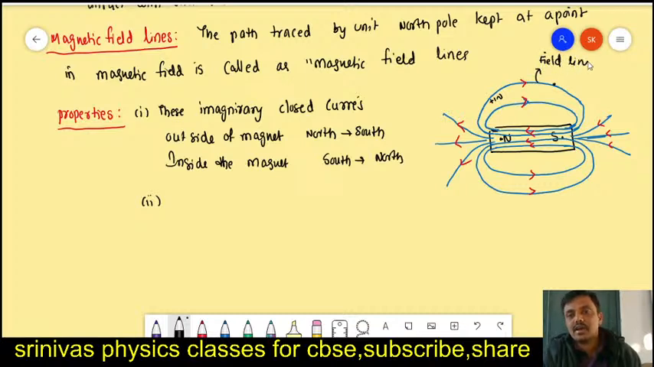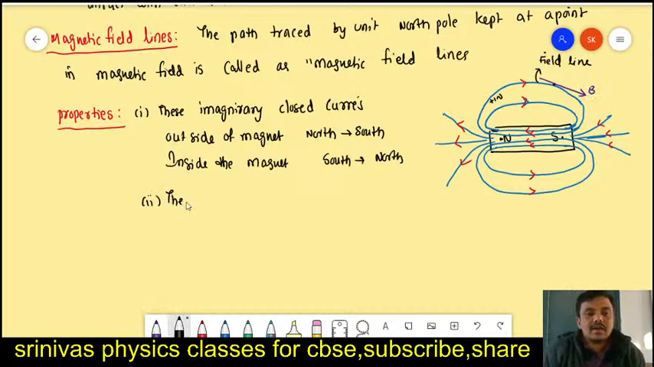On this field line, if we draw the tangent at a particular point, like this, at this point I want to draw the tangent. Tangent means a line that touches at one point. This tangent gives the direction of the magnetic field, okay, right.